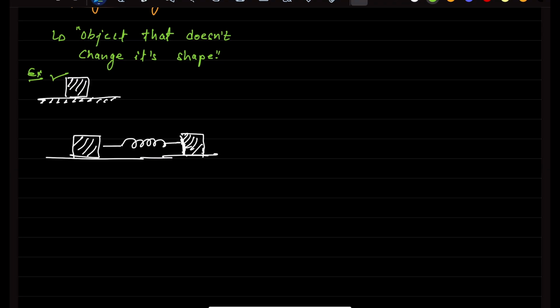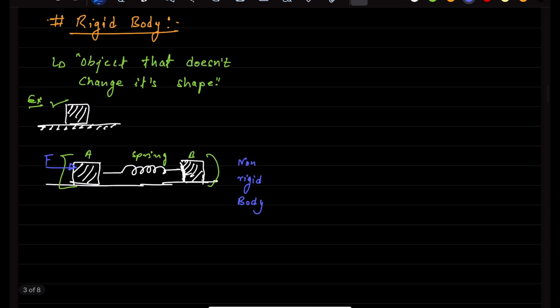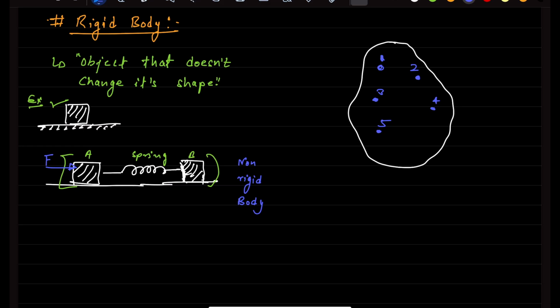We can simply define a rigid body like this. Here I am taking the example of a block. Now if you apply some force on this block, it will not change its shape, right? It will remain there itself. But if you take another example like this, where you apply some force, then these objects will change their shape. So this is not an example of a rigid body. We cannot say that A and B, which are connected through this spring, are a rigid body. They are not a rigid body, right? We can say that this system is a non-rigid body.